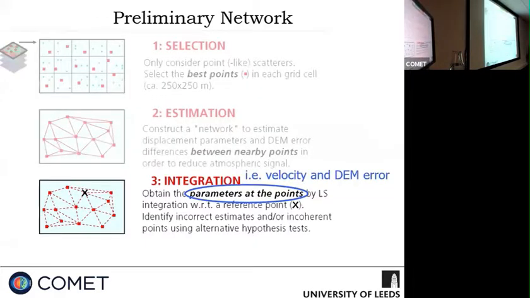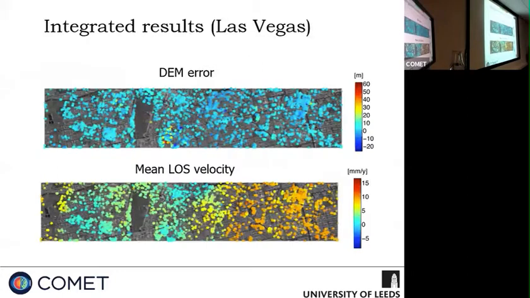So for your network, you've estimated these parameters, the velocity and DEM errors. Then you can do some sort of outlier detection, to make sure that all of your points within this network are actually persistent scatterers. You're still not entirely sure of that. The DEM error looks something like this. For every point you get an estimate of how wrong your DEM is. And you get your mean line of sight velocity.